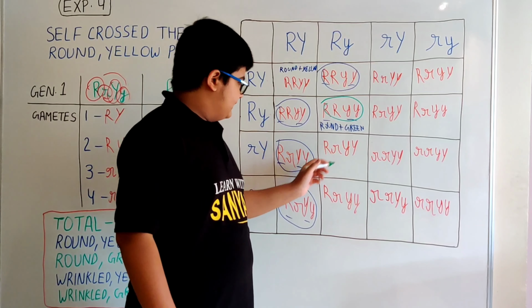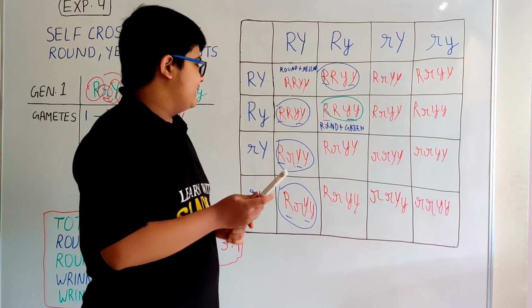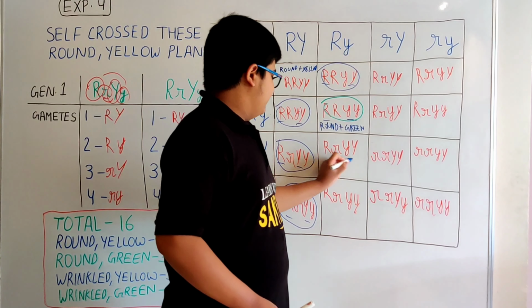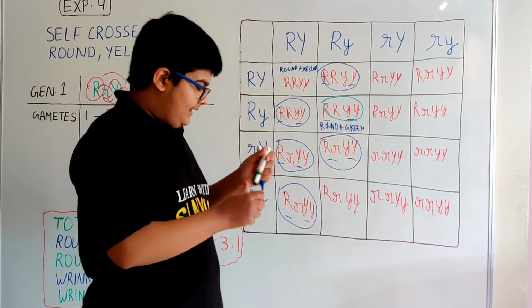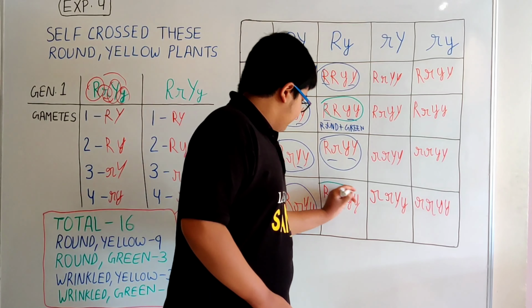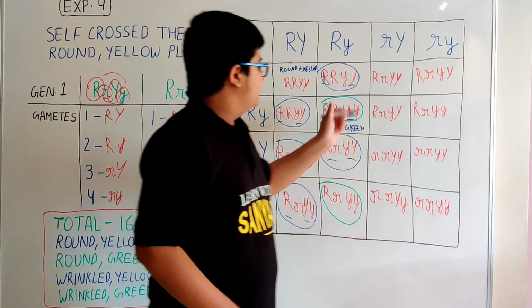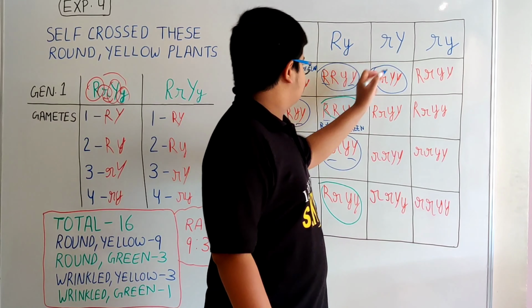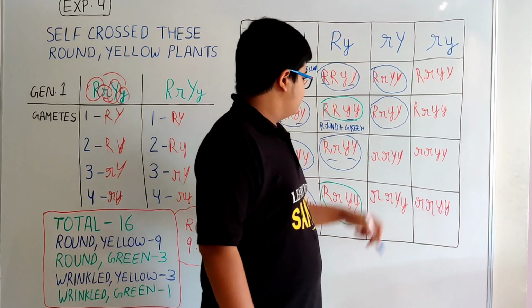Now this also has a capital R as well as a capital Y. So this will have round yellow. Now this again, this will be a round green as no capital Y is present. This also has both. So we will have a round yellow here. Here also we will have round yellow.